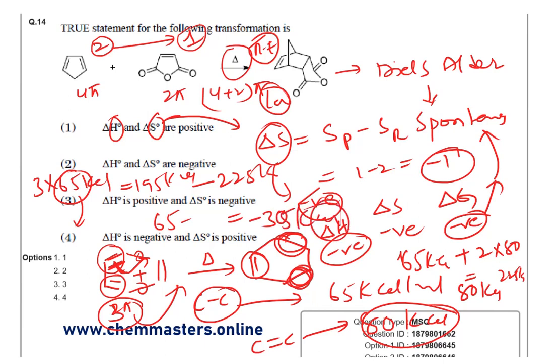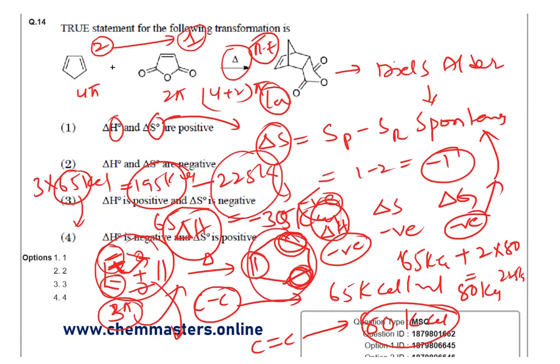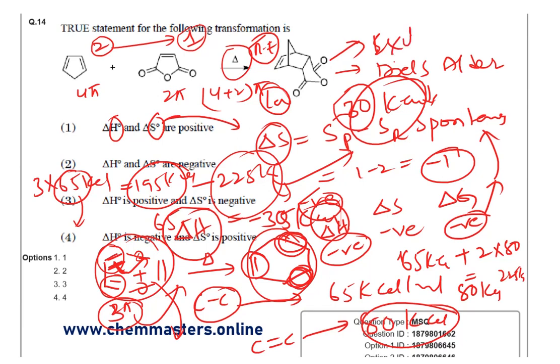So that is indicating delta H, the change in enthalpy. So what is enthalpy here? The heat content of a system under a given pressure. First, the reactants have the energy of 195 kilocalories, whereas the product has the energy of 225 kilocalories, which means it is going to release energy of approximately 30 kilocalorie per mole. That's why the Diels-Alder reaction is considered an exothermic reaction.